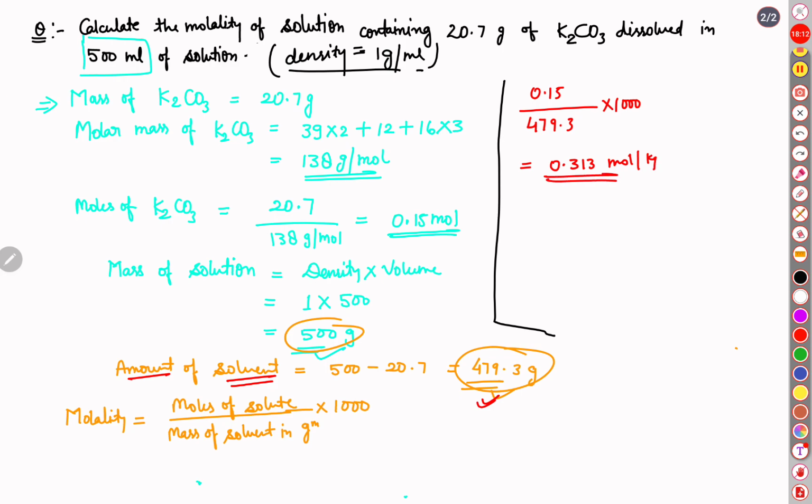Or 0.313 molal. Same thing here. I hope you understand properly. If any doubt will be there, you may ask in the comment box. I will definitely solve your problem.